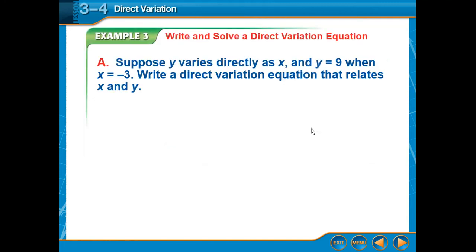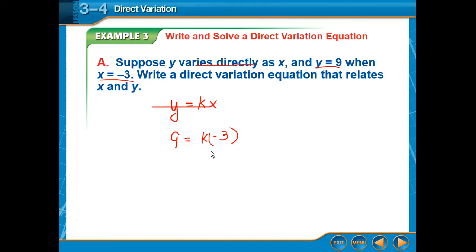Okay, so we want to be able to write and solve a direct variation equation. So we just said that direct variation equations look like y equals k times x, where k is the slope. Okay, so if I want to figure out what k is, I can use information they gave us. So if they said, suppose it varies directly, so we can use this equation because it says it varies directly, and y is 9 when x is -3. So I can put in 9 for y and -3 for x.